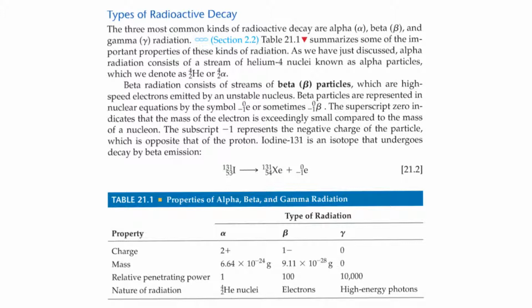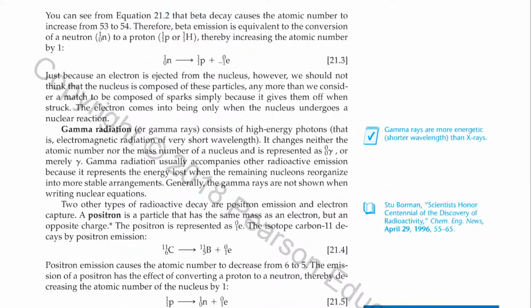Iodine-131 is an isotope that undergoes beta decay. You can see from equation 21.2 that beta decay causes the atomic number to increase from 53 to 54. Therefore, beta emission is equivalent to the conversion of a neutron to a proton, thereby increasing the atomic number by 1. Just because an electron is ejected from a nucleus, however, we should not think that the nucleus is composed of these particles, any more than we consider a match to be composed of sparks simply because it gives them off when struck. The electron comes into being only when the nucleus undergoes a nuclear reaction.